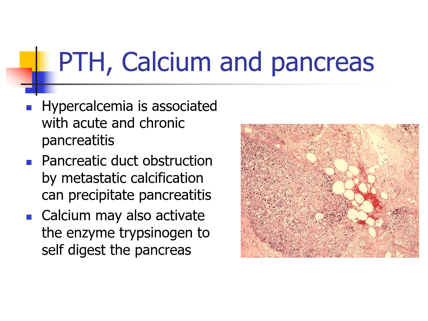Hypercalcemia is also associated with acute and chronic pancreatitis. The metastatic calcification due to the excess calcium can cause pancreatic duct obstruction, which can precipitate pancreatitis. Calcium can also activate enzymes, and one of the enzymes that is activated is trypsinogen, which can self-digest the pancreas.